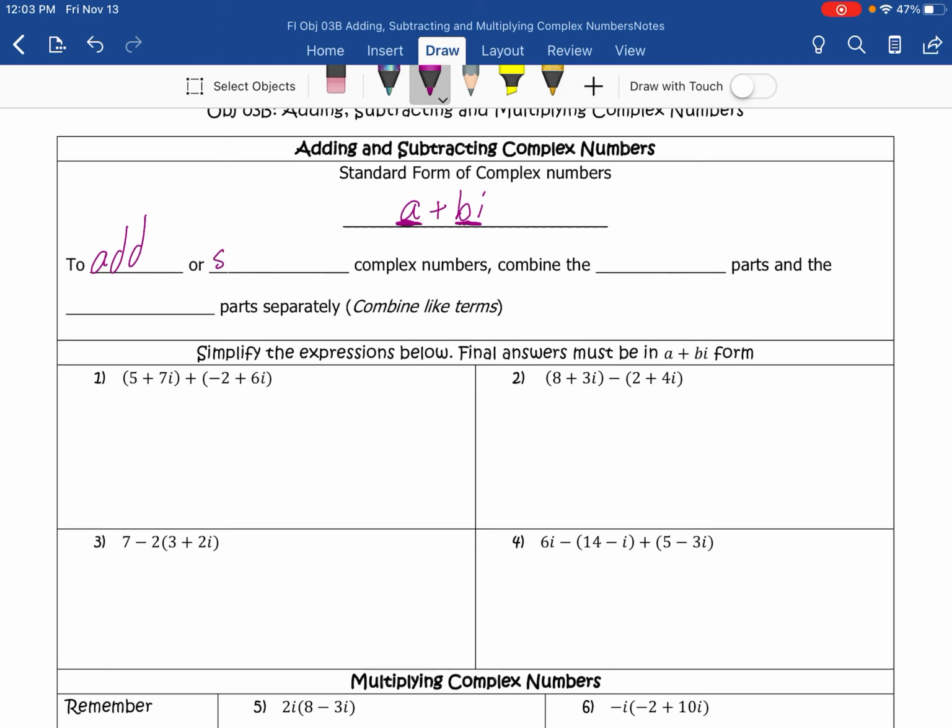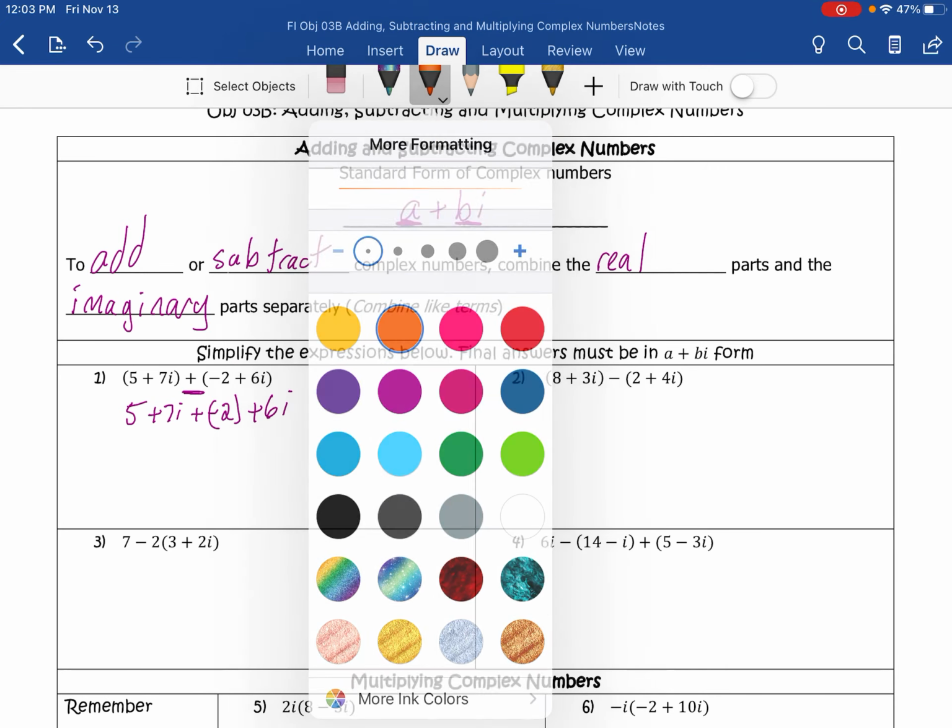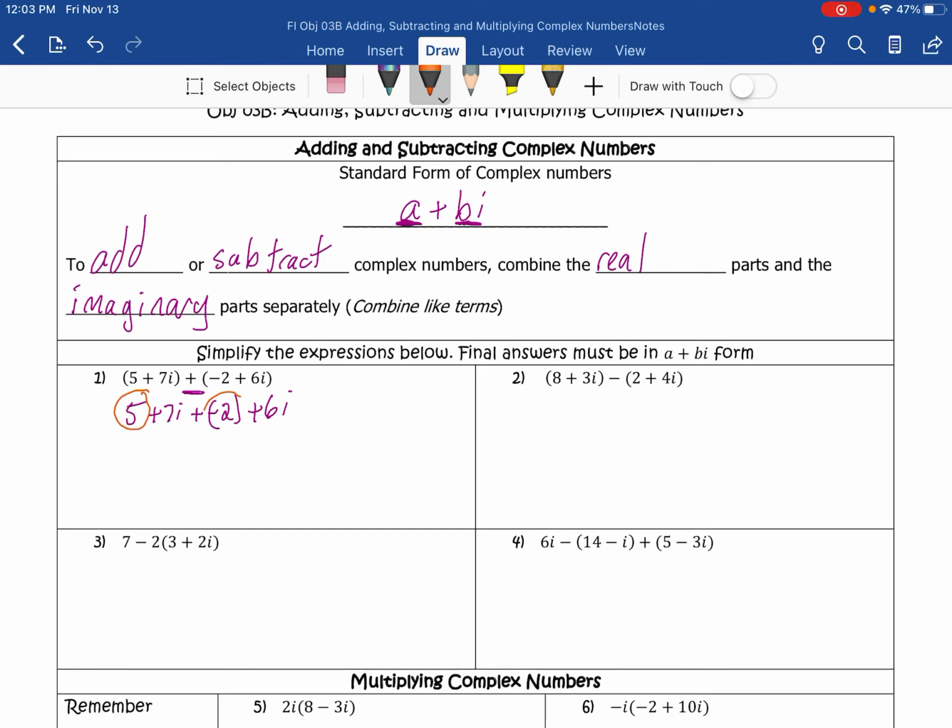So to add or subtract complex numbers, combine the real parts and the imaginary parts separately. So you just combine like terms. The first thing you look at is there's a plus here. So I have a 5, a 7i, plus a negative 2i, plus a 6i. And all I'm going to do is combine my like terms. So I'm going to combine my plain old numbers. I have a 5 and a negative 2. 5 plus negative 2 is 3. And then I also have my 7i and my 6i. They're both plus, so it's 13i. That's all you have to do there.